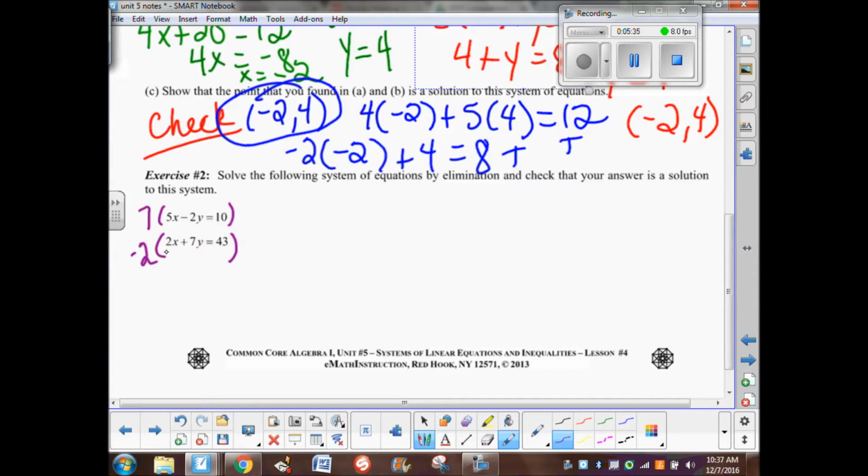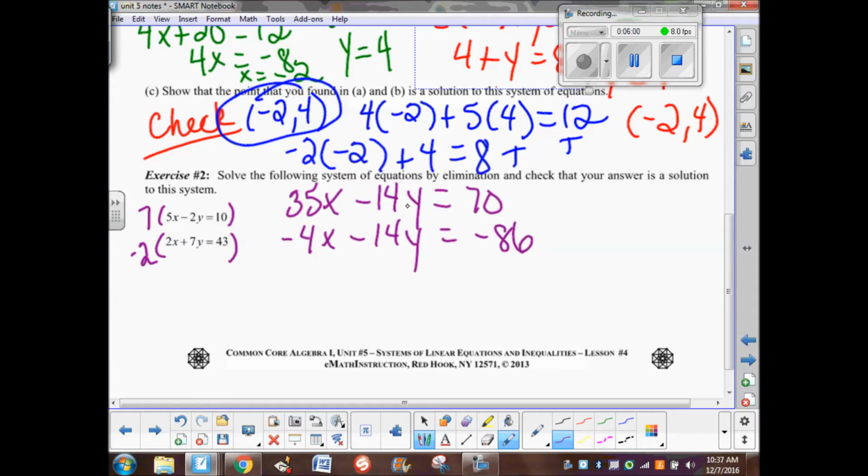Watch the magic. Again, it's okay to multiply one equation by something and another equation by something else. I'm just changing the way they look. They are still equivalent. Make sure you multiply everything by that 7, and then in the bottom, everything by that negative 2. And what's that, negative 86? Now, whoops, did I make a mistake?